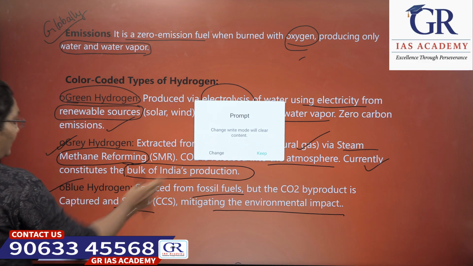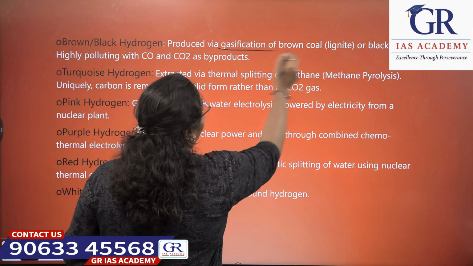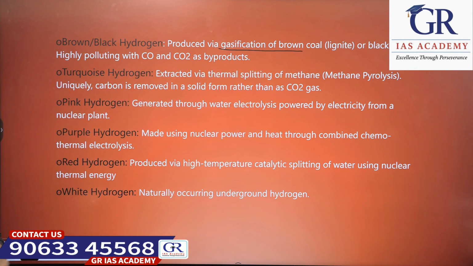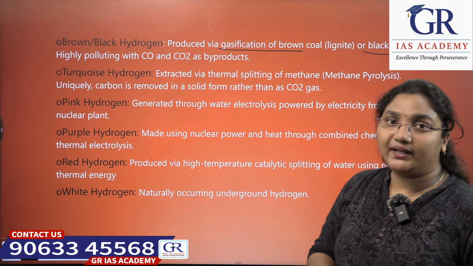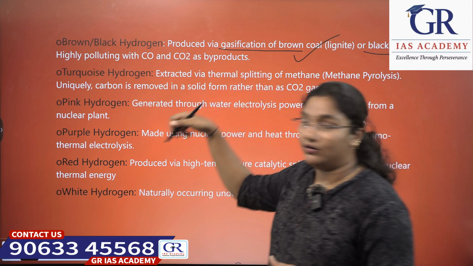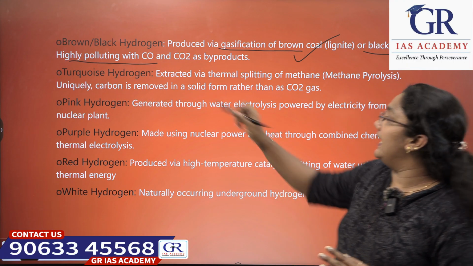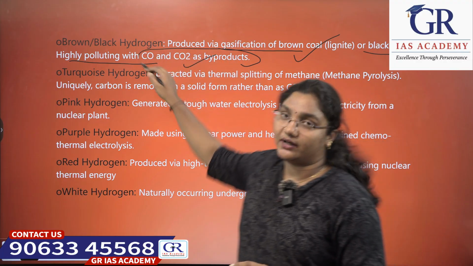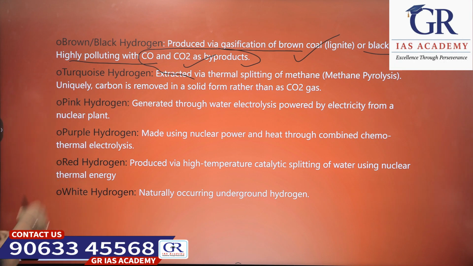Now, moving on, the next one is brown or black hydrogen, which is produced via gasification of brown coal, that is lignite, or black coal. It is highly polluting, with carbon monoxide and carbon dioxide as byproducts.